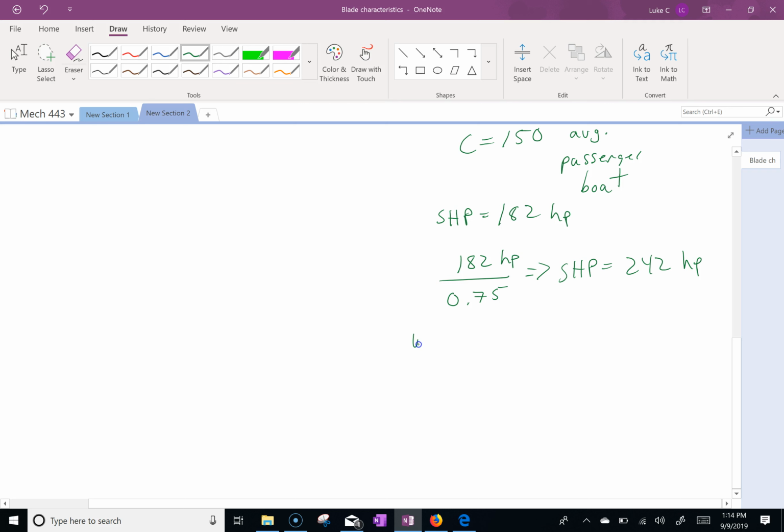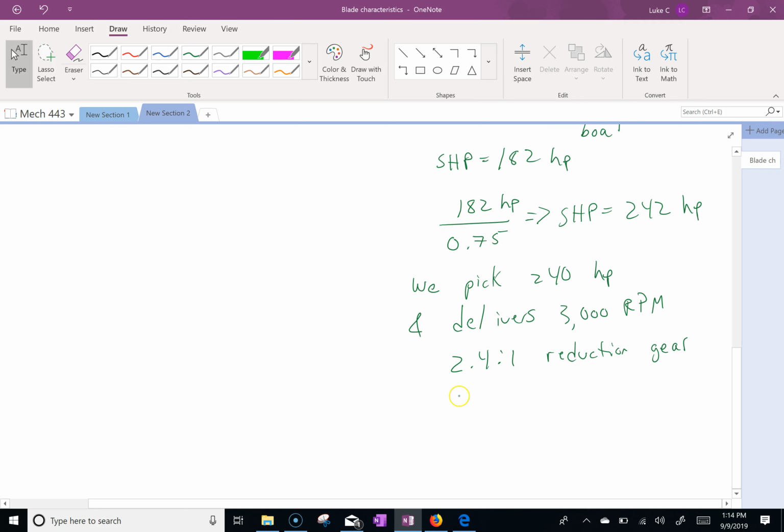So we're going to pick an engine that gives us 240 horsepower and delivers 3,000 RPM. And it's going to use a 2.4 to 1 gearbox, so reduction gear. So basically what it's saying is 1250, I think that's what you said, right? RPMs are going to go to the shaft.